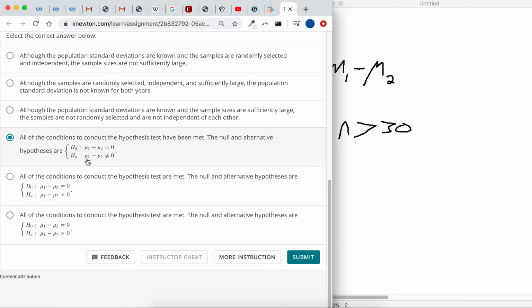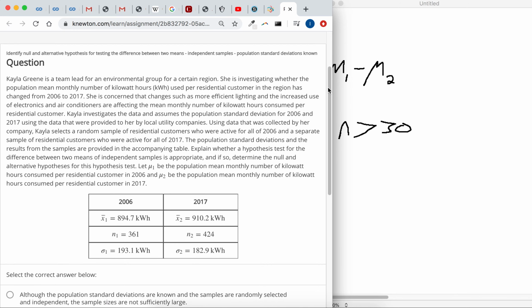So to figure out which one of these three is correct, now that we know that the conditions are met, you've got to go look and see what are they trying to test. Are they trying to see if there's just a difference, which would be this one? Are they trying to see if the first mean is less than the second mean? And that would be this one. And then the first mean would be greater than the second mean for it to be positive, for it to be greater than 0.